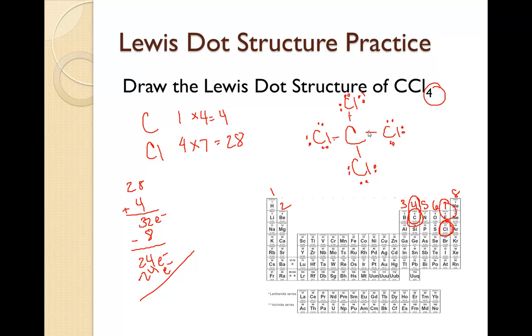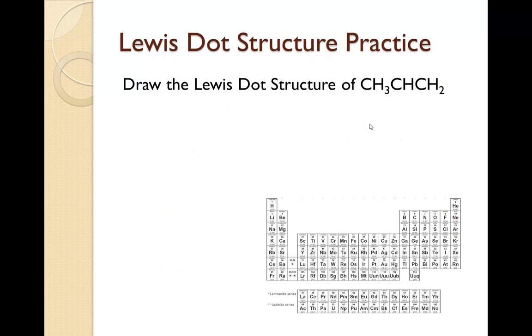Do one last one just to make sure we're on the ball. Carbon. We have 1, 2, 3 carbons. Carbon is right here. 1, 2, 3, 4. That's going to come out to be 12 valence electrons. Hydrogens, 3, 4, 5, 6. That has 1 valence electron. Add those up. That comes out to be 18 electrons.